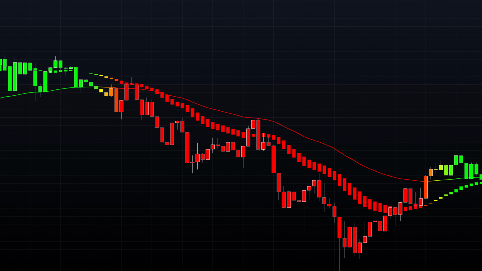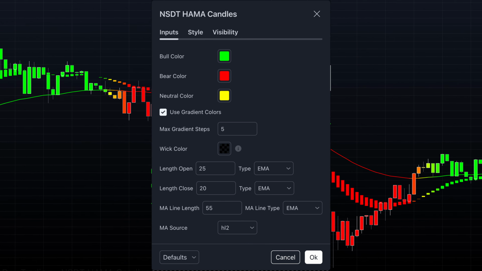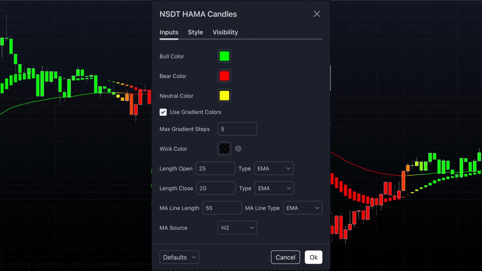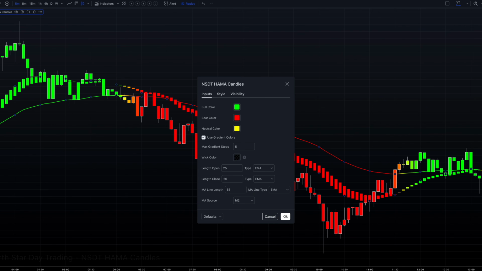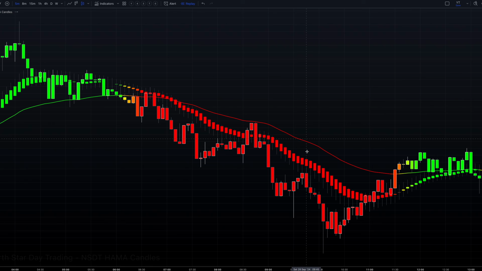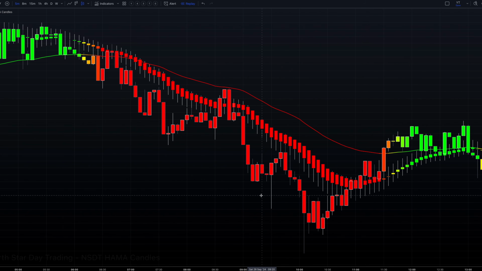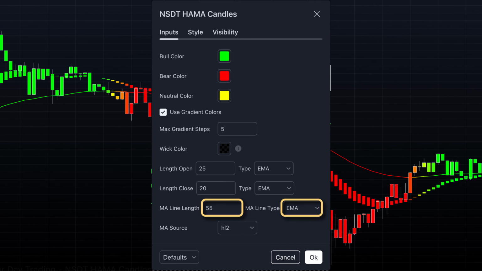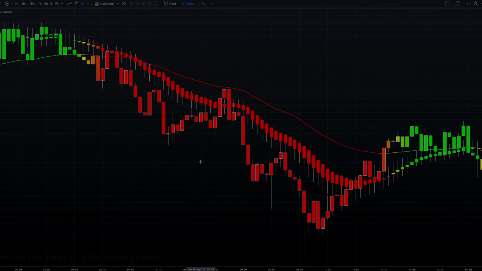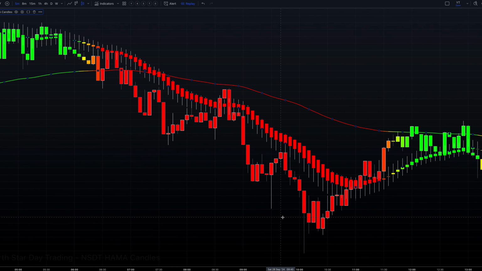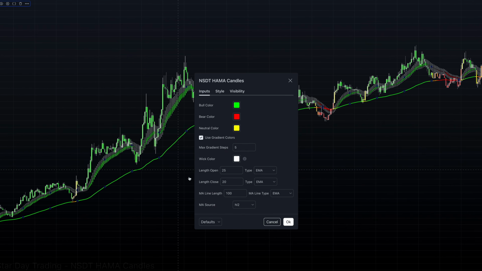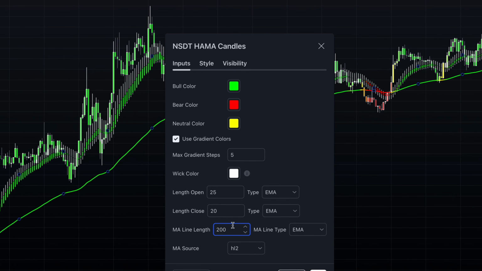The NSDT HAMA Candles indicator offers several customizable settings. For the HAMA candles themselves, you can adjust the length for both open and close calculations. If you prefer a more traditional Heikin Ashi look, there's an option to make the wicks visible. The indicator also includes a trend filter in the form of a moving average. You can customize the length of this moving average and choose its type from exponential, simple, or weighted. These flexible settings allow you to fine-tune the indicator to your specific trading style and preferences.